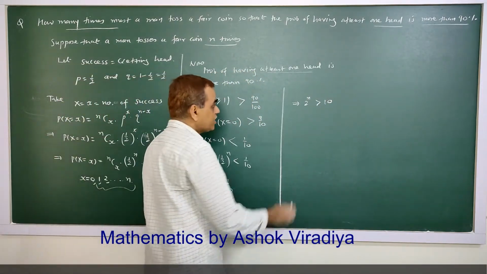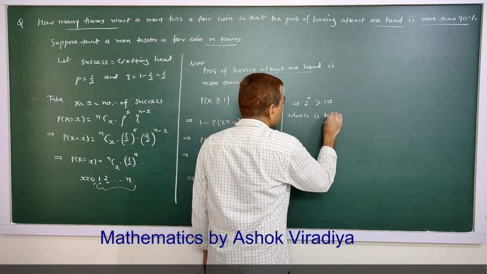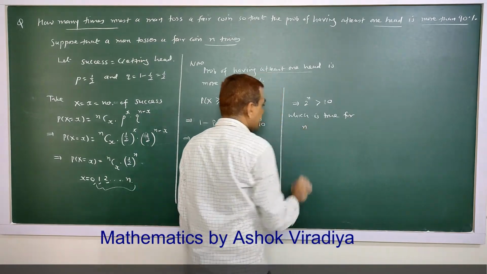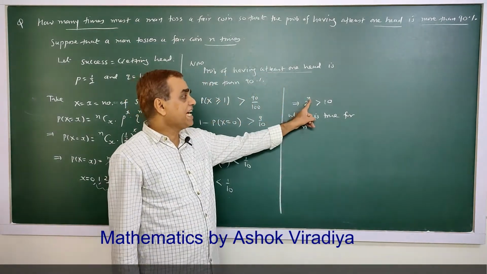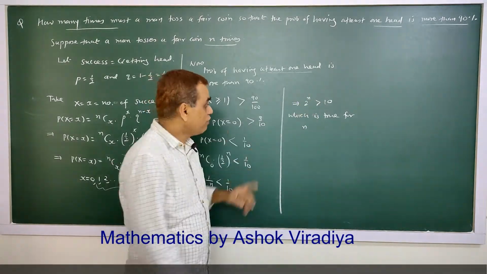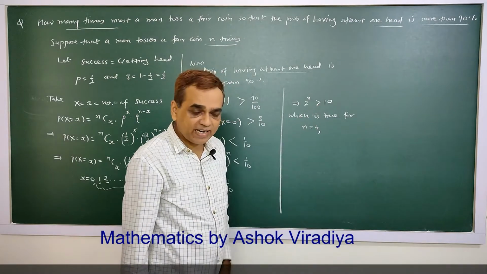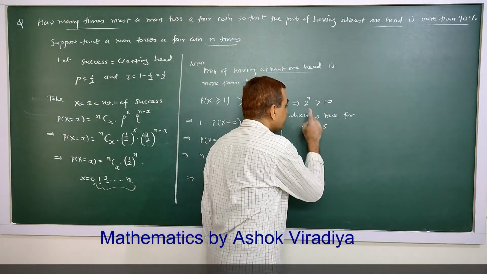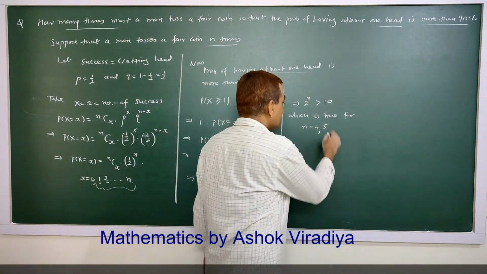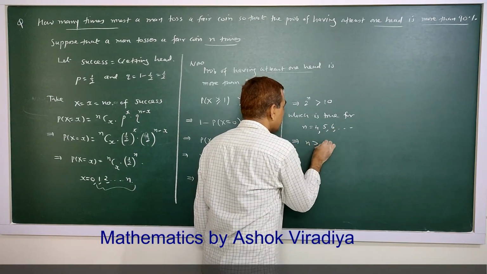Now see, this is true for which n? 2 cube is 8. 8 more than 10 is not true. 2 raised to 4 is 16. 16 is more than 10. 2 raised to 5 is 32. 32 is more than 10. So this is true for all values more than or equal to 4.